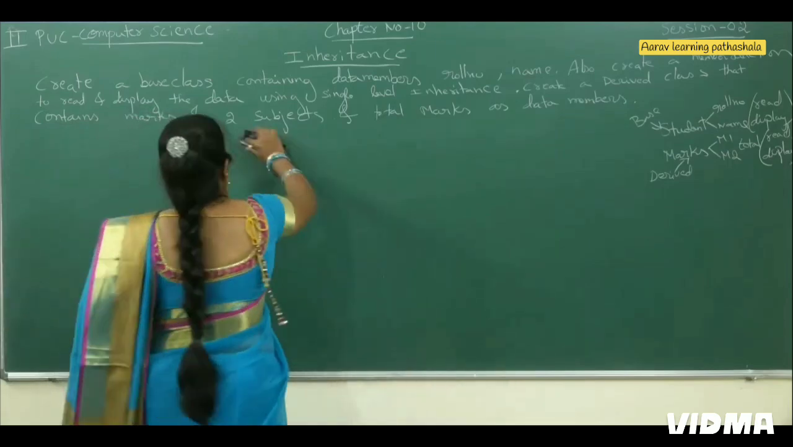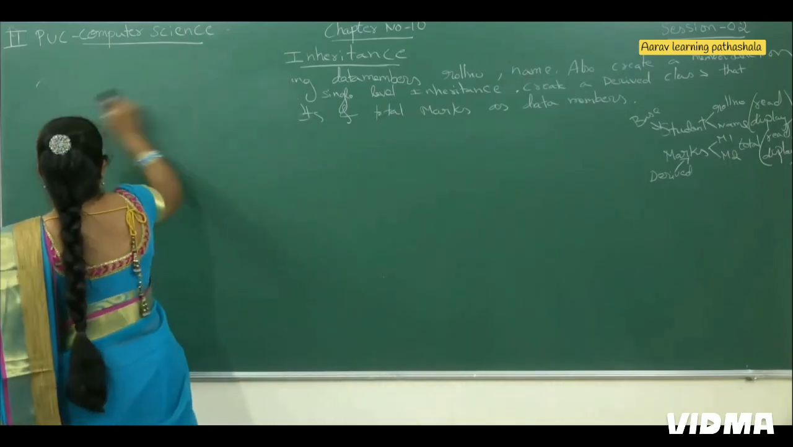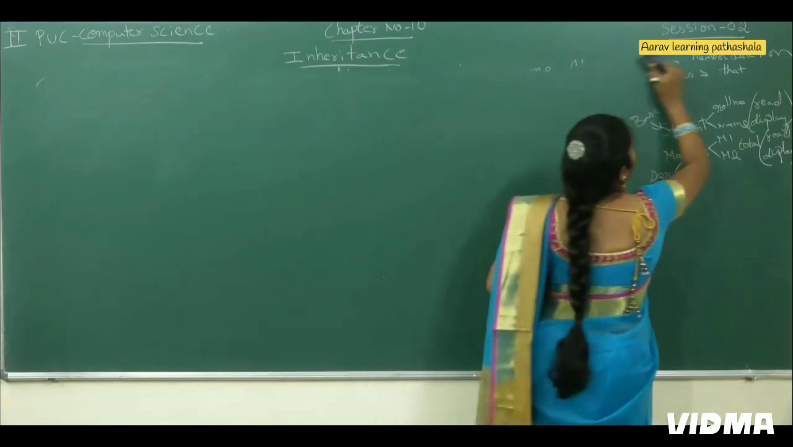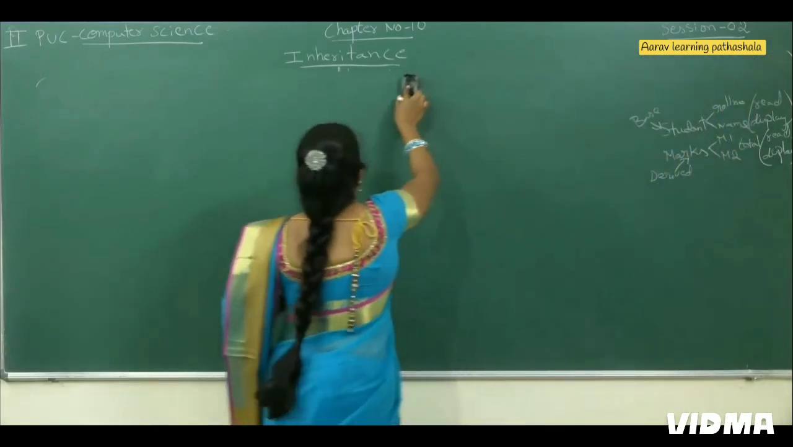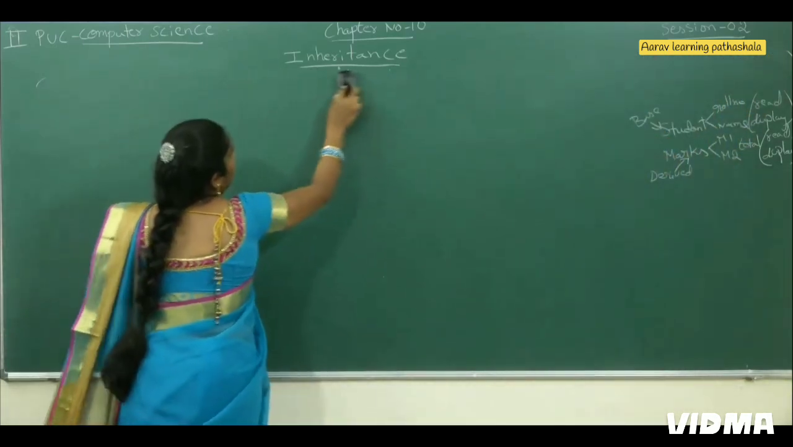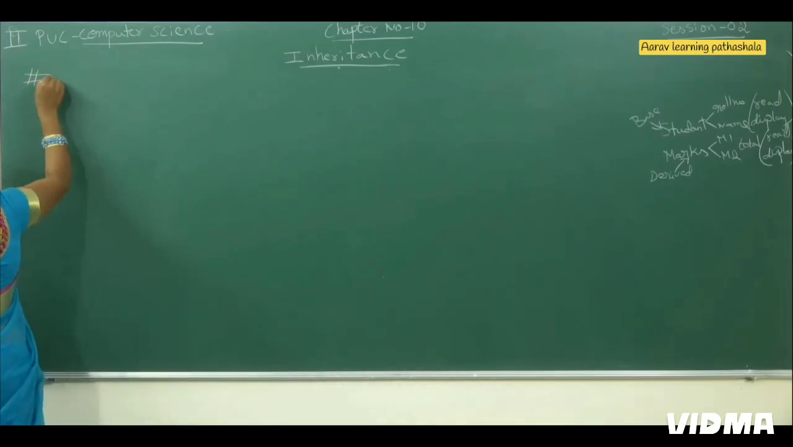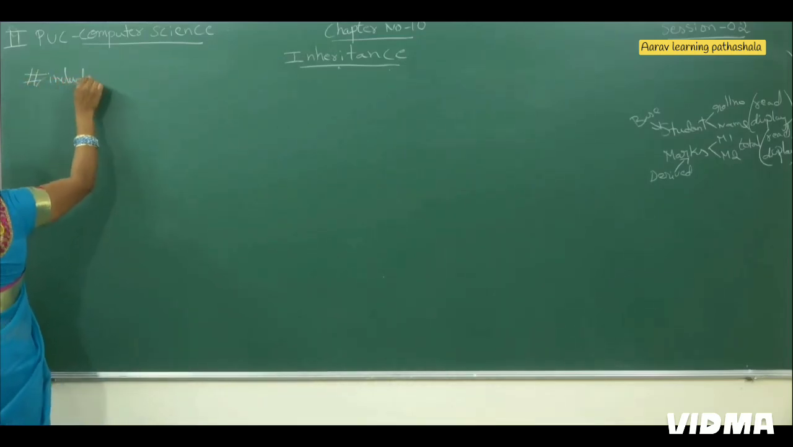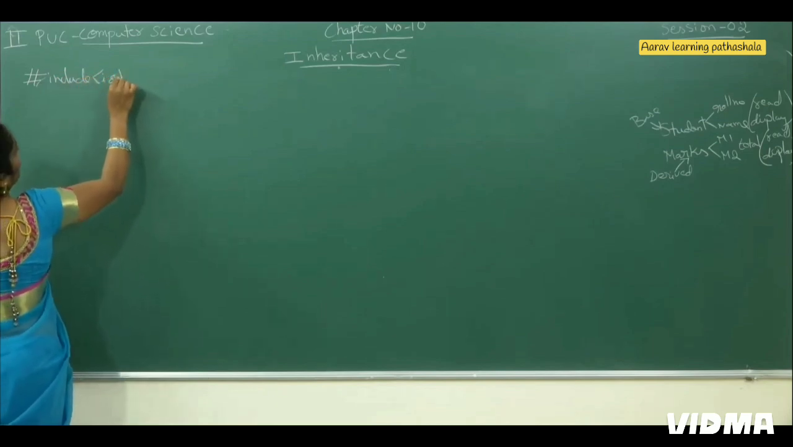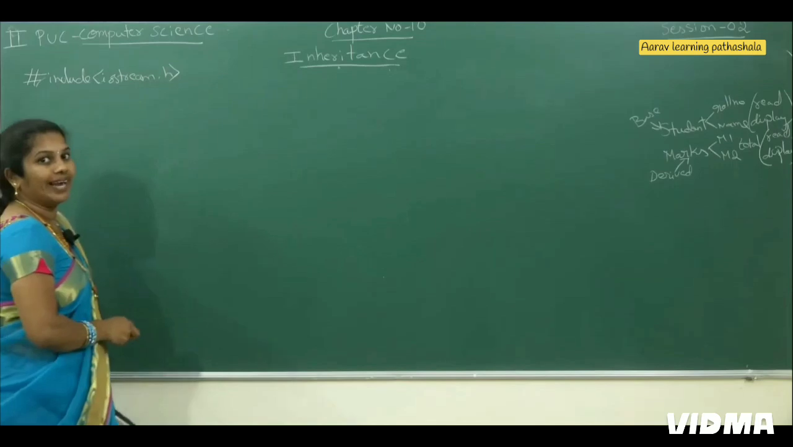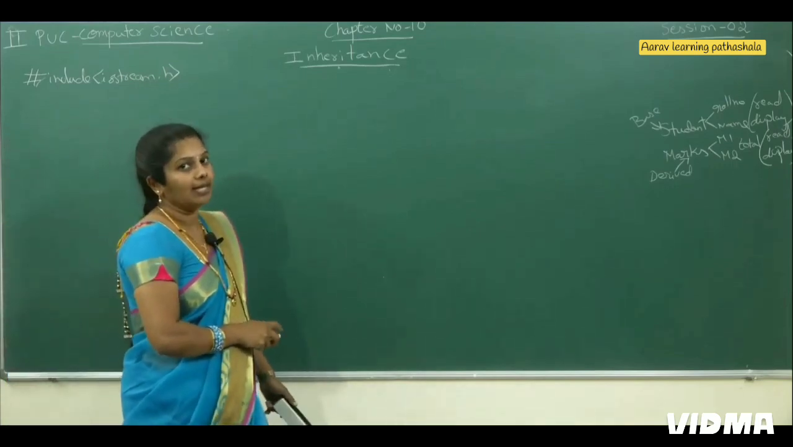Now, we will explain this program one by one, how to create the base class as well as the derived class. First, as usual, we start with the header file, include iostream.h. This is the supporting header file for cin as well as cout.